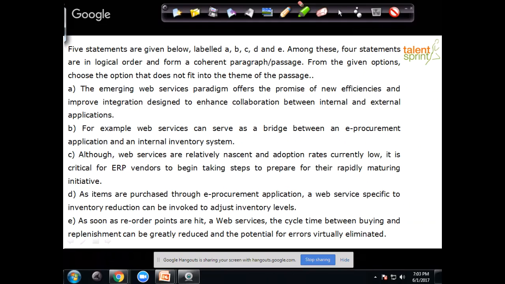Oh, sorry, somebody asked some question. Okay, I see a lot of options. Let me just scroll back. Pawan says, ma'am, what does paradigm mean? Paradigm is some sort of an example, like a model. The web services model offers, or the emerging web services pattern offers.